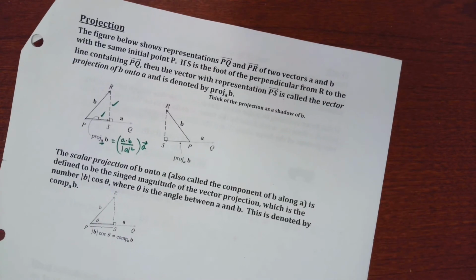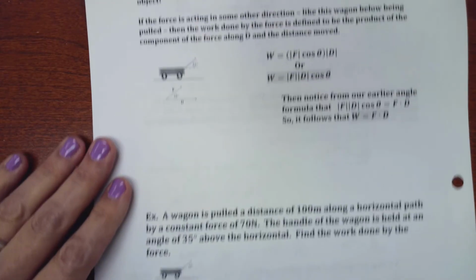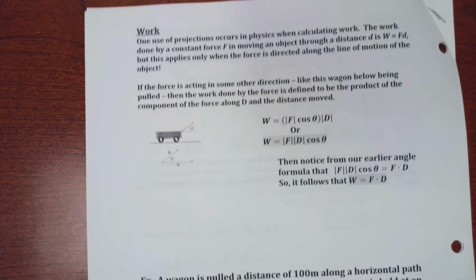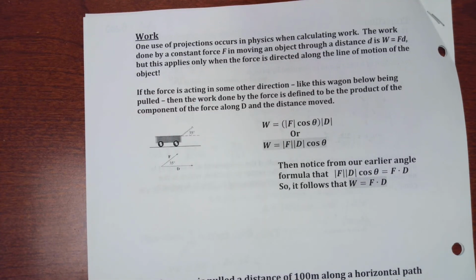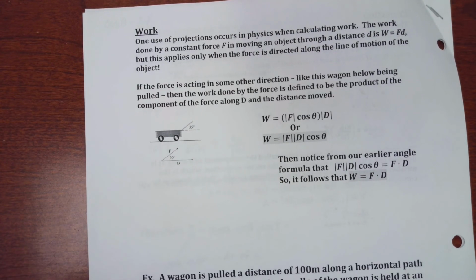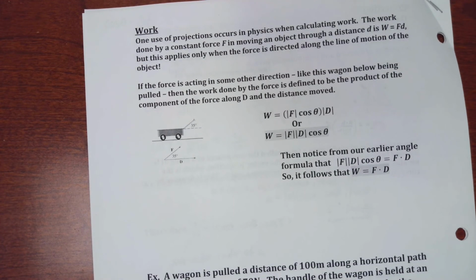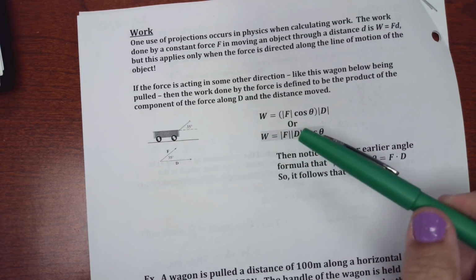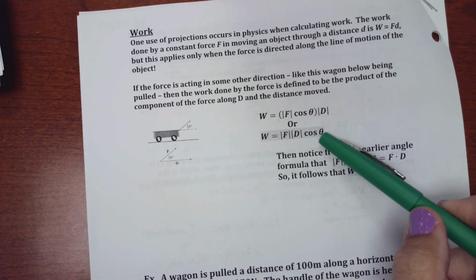All right, let me just do a couple more minutes here. We'll finish this up. So, work. One use of projection occurs in physics when calculating work. The work is done by a constant force moving an object a certain distance, and you have the angle with which the force is applied. And so you have two different situations here. So here's your work if you know the force and the distance and the angle right there.